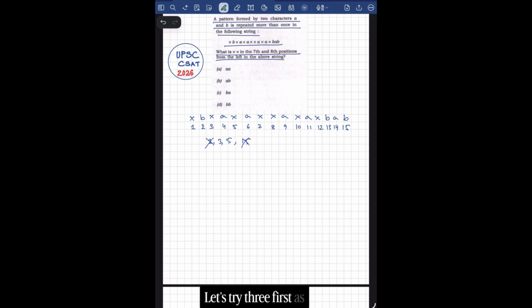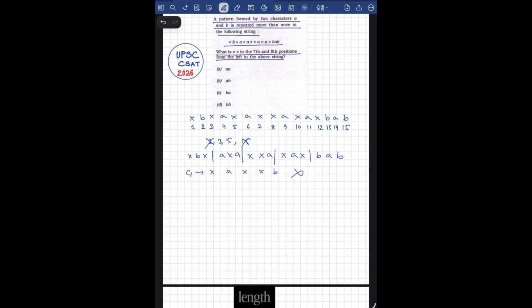Let's try 3 first as the pattern length. So that would give us 5 groups each having 3 characters. So let's divide the string into 5 groups. Cross B cross, A cross A, cross cross A, cross A cross, B A B. Now every column must have the same letter across all groups because that's what makes it a repeating pattern. So let's check column 1 across all groups. So C1 has cross A, cross, cross B. We have got both A and B in the same column. So this breaks the rule and 3 cannot be the pattern length.